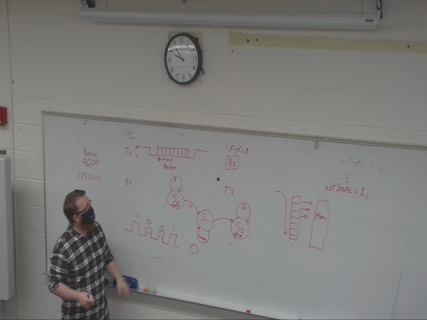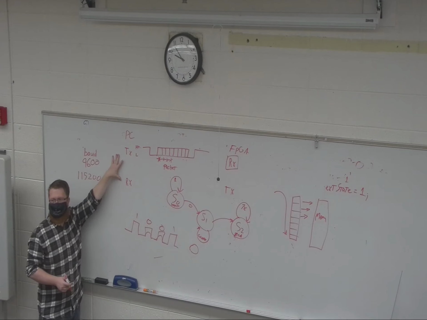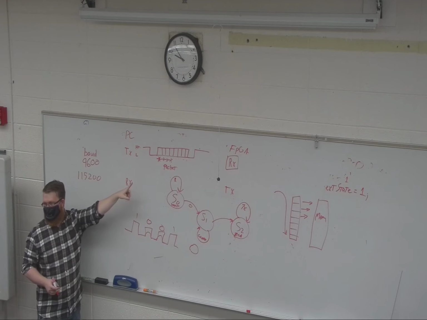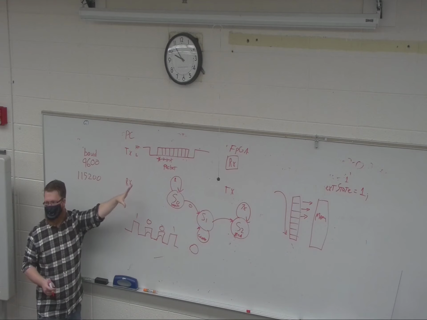So the clock on both ends then, both ends have to be told what the baud rate is, because they have no mechanism for telling that.